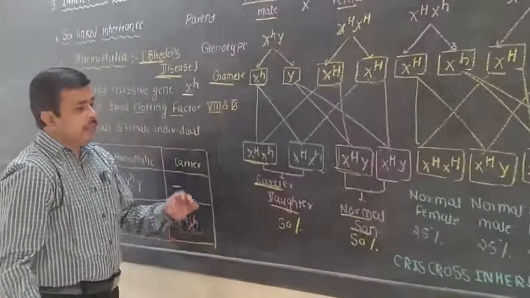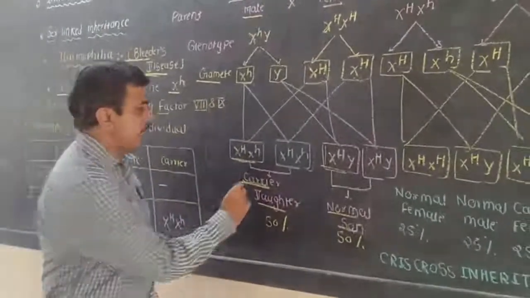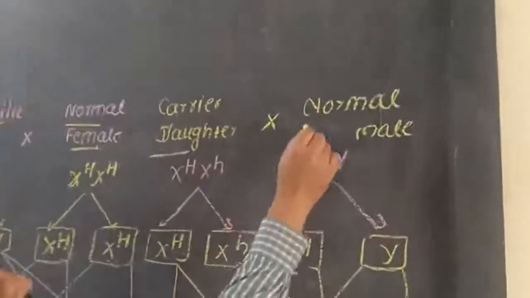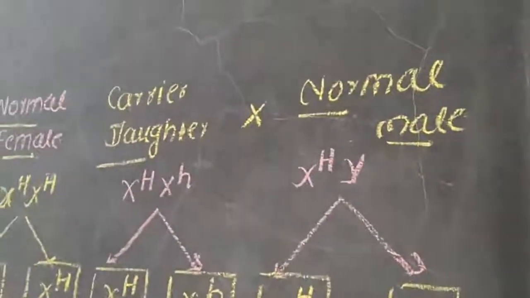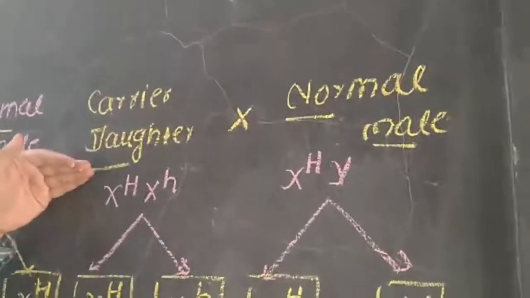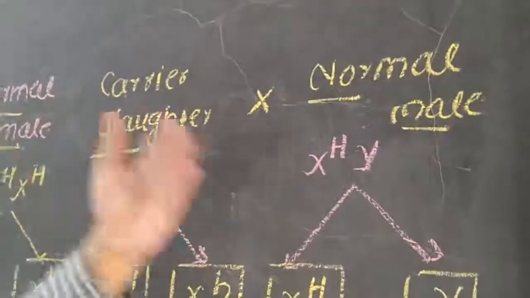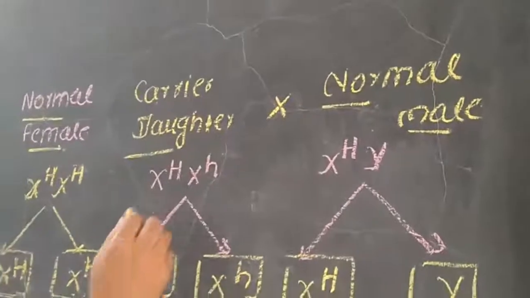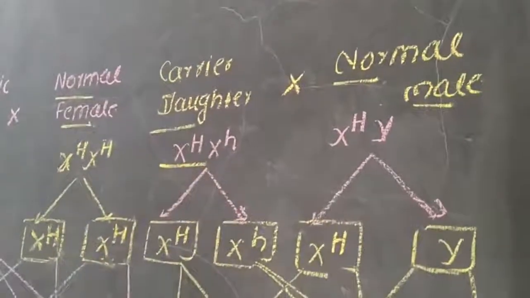Now in the next generation, this carrier daughter will marry a normal male, another person, a normal person. Then next comes gamete formation.